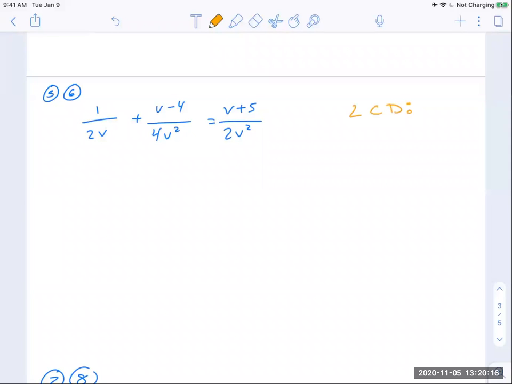Do you like when I break it up as much as possible to find my LCD? I see a head nod, a thumbs up. I'm going with it then. This one means 2 times V. This on the right means 2 times V times V. Can anybody give me a guess what the middle one is going to mean? 2 times V times V. Good.